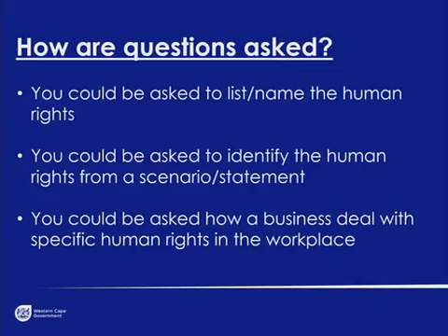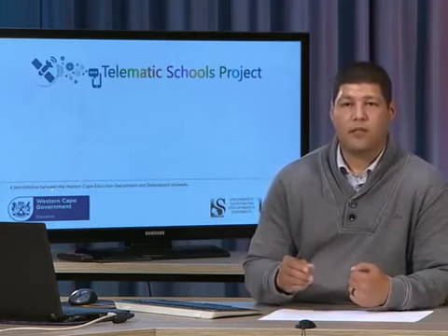And then the third way that they could ask the question is that you could be asked how a business can deal with specific human rights in the workplace. Okay? So when it comes to this particular question, you could be asked how to deal with specific human rights in the workplace. Here, you're going to need a bit of explanation. So in the first 2 ways that the question could be asked, you're normally going to either just list it or identify it. But now in the third way, where you are asked how the business can deal with the specific human rights, you're going to have to explain your answers in this case.